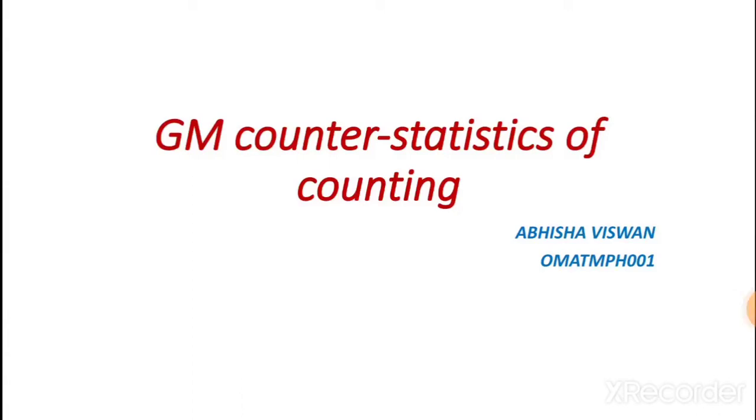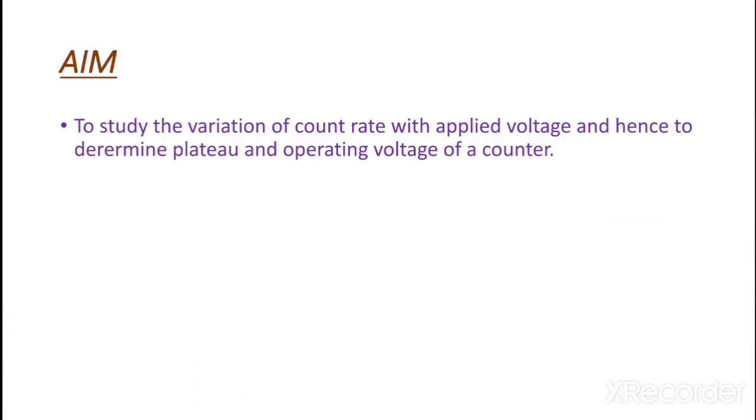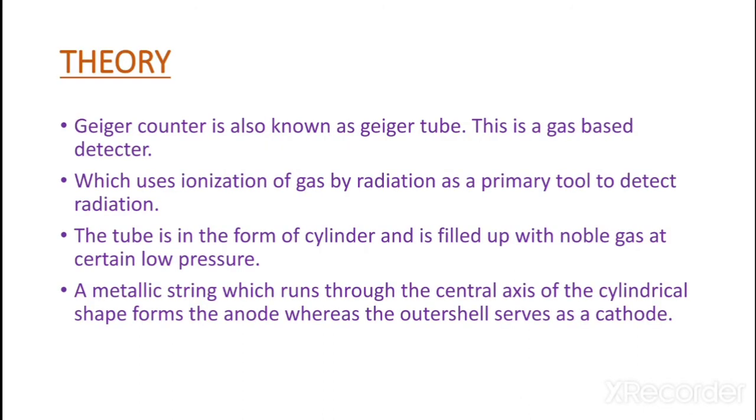GM counter statistics of counting. Aim: to study the variation of count rate with applied voltage and hence to determine the plateau and operating voltage of a counter. Theory. The Geiger counter is also known as Geiger tube.